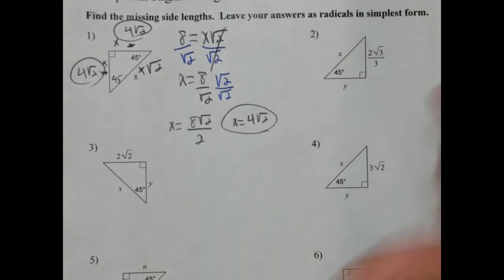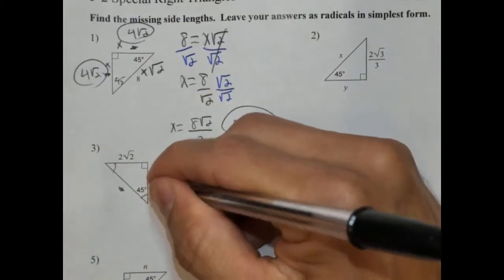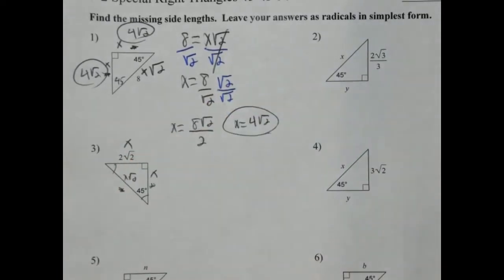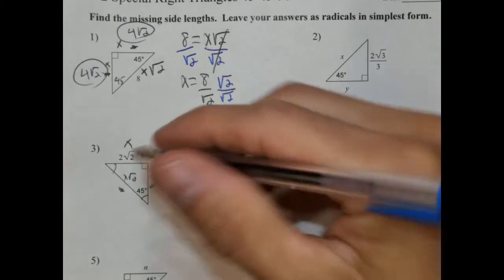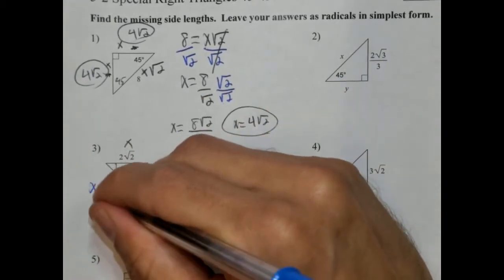Okay, so here, again, this is 45, 45, 90. So I'm going to cross out these variables. This is x, this is x, this is x radical 2. So they give us the leg. It's easier generally when they give us the leg. So that means this is the same, 2 radical 2. And this is x radical 2.